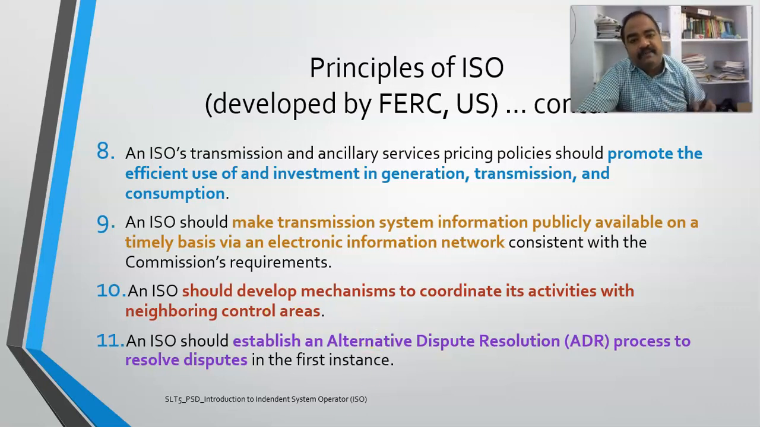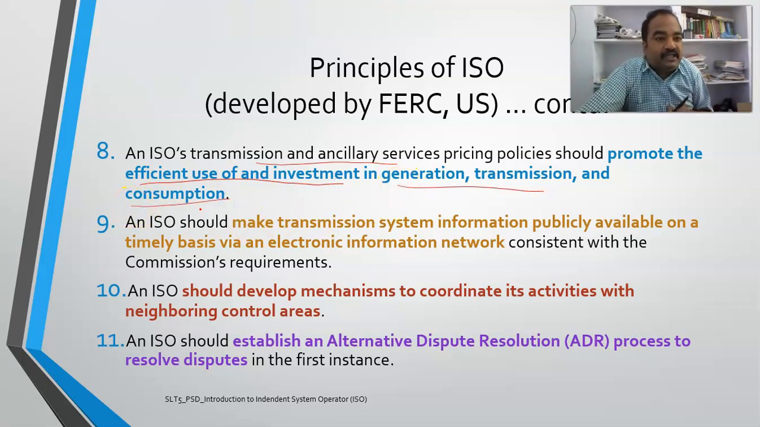And at the same time, the transmission and ancillary services which an ISO provides, basically the policies which govern the provision of these services, must promote the efficient use of and investment in all the three parts of the power system: generation, transmission, and utilization. So whatever policies you make as an ISO must promote competition, and must also promote investment and efficient use of these sectors.